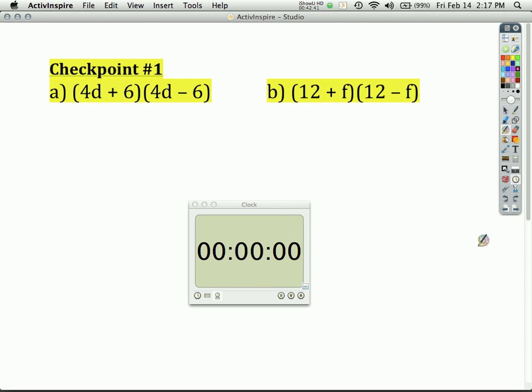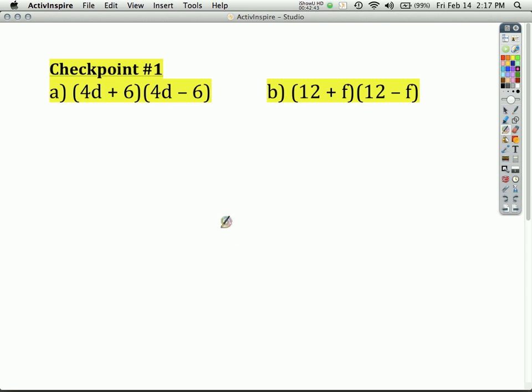All right. So, most of you were busy. Speed is great unless you get it wrong, and then of course that was a total waste of time. So let's make sure that we're doing it efficiently, quickly, and getting it right. We'll start with Alyssa, Tristan, and then Kayla. What did you get for part A? 16d squared minus 36. What do you think?